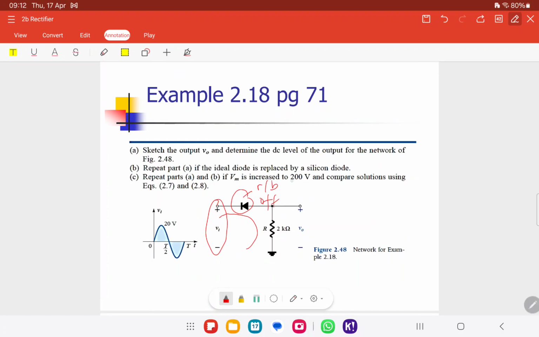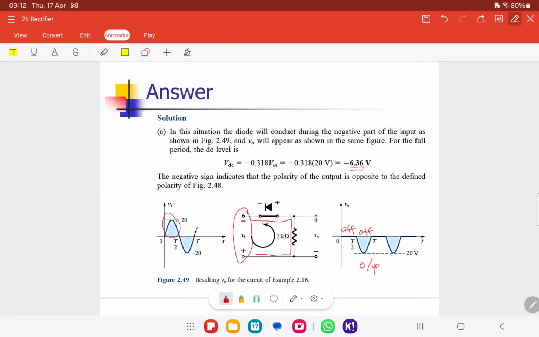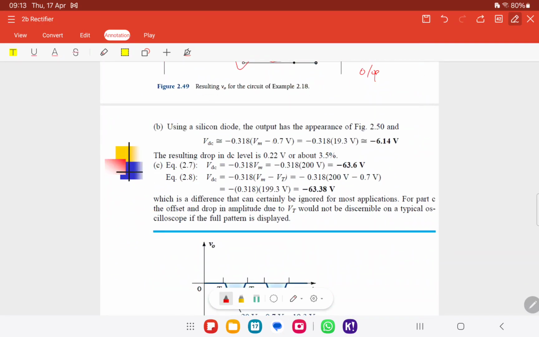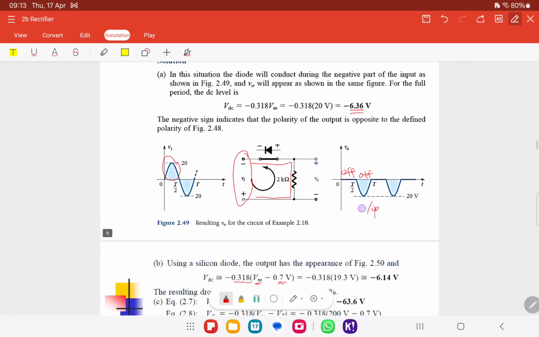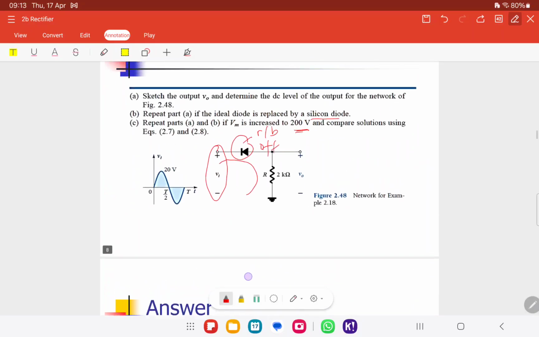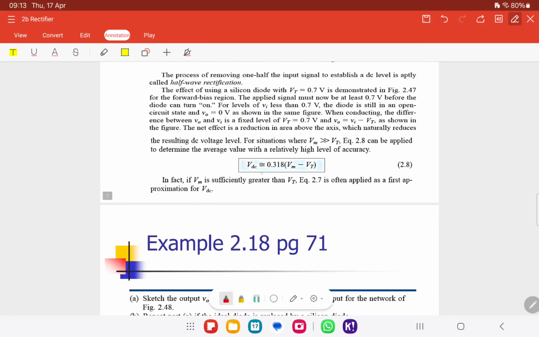Okay, if this is for silicon, we need to minus. Kalau the diode is silicon, we need to minus 0.7. So the formula will be 0.318 Vm. Just now 0.318 Vm only. That is the formula. Mana formula dia? Okay, that is, kalau 0.318 Vm without minus is the ideal diode.